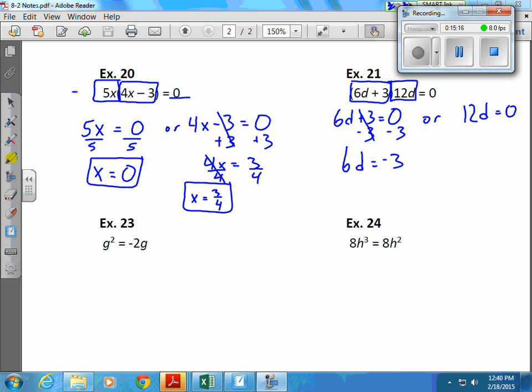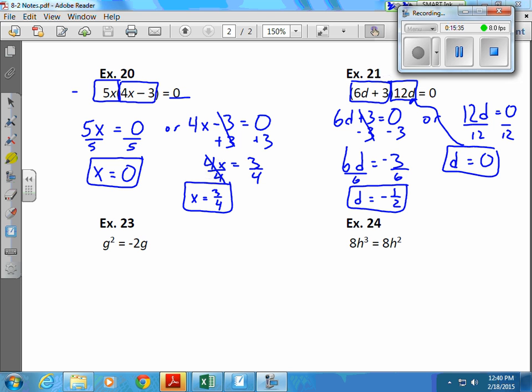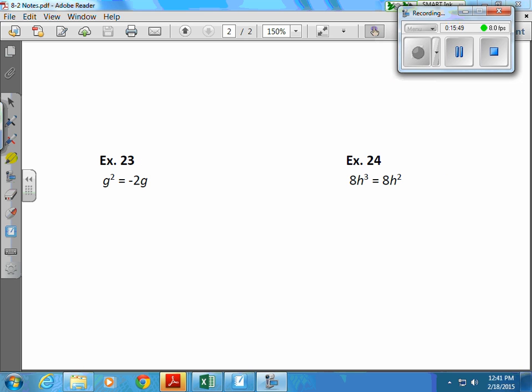6d would be equal to -3. Divide by 6. d would be equal to -1/2. That's one way to get 0. Or divide by 12. Or simply let d be equal to 0. If you put d to 0, you get 12 times 0, which will be 0. Or if you let d be -1/2, everything in here becomes 0, which forces everything to 0 out.